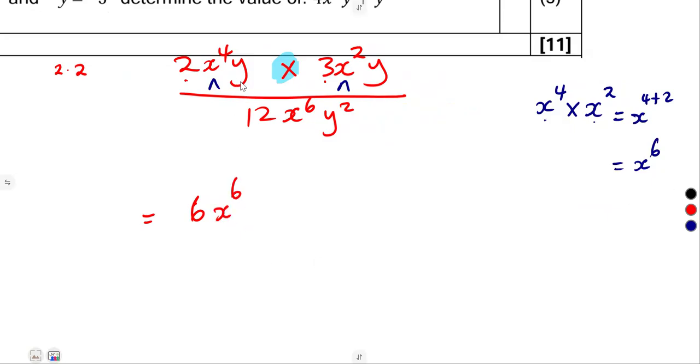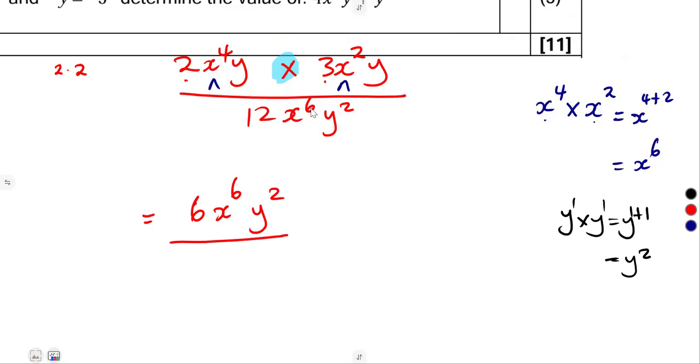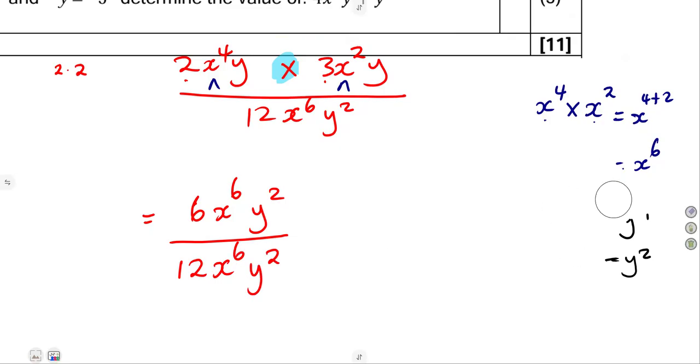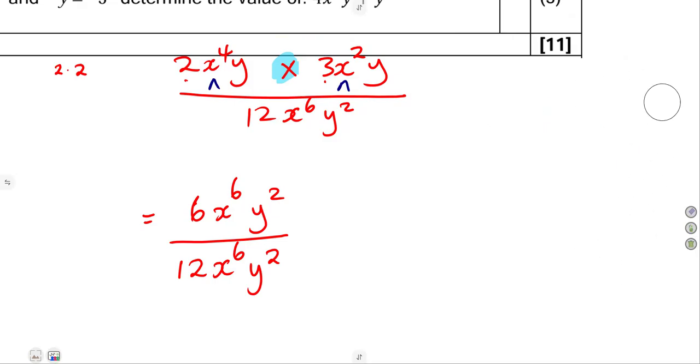Moving on to the y, there is y and y there. So you're going to multiply y times y. Same base again, so add the exponents. This is 1, this is 1. So if we add 1 plus 1, that's going to be 2. So that's y squared. All right. Everything over the denominator as it is, 12x to the exponent of 6, y to the exponent of 2.